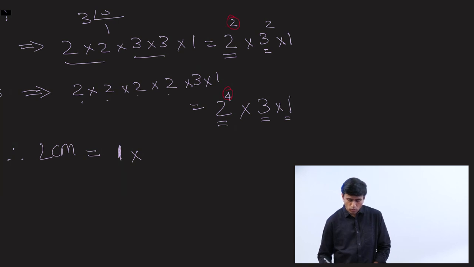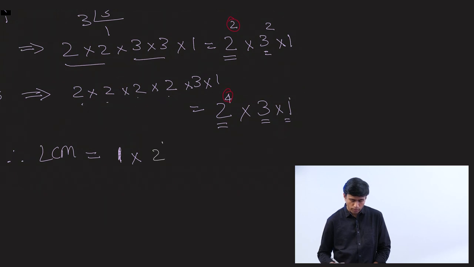What about for 2? What is the highest power for 2? We have 4 and 2. Which is the highest power? It's 4. So we write it as 2 to the power of 4. Remember, we are taking all the factors, but only their highest powers. So we are done with factor 1. We are done with factor 2.